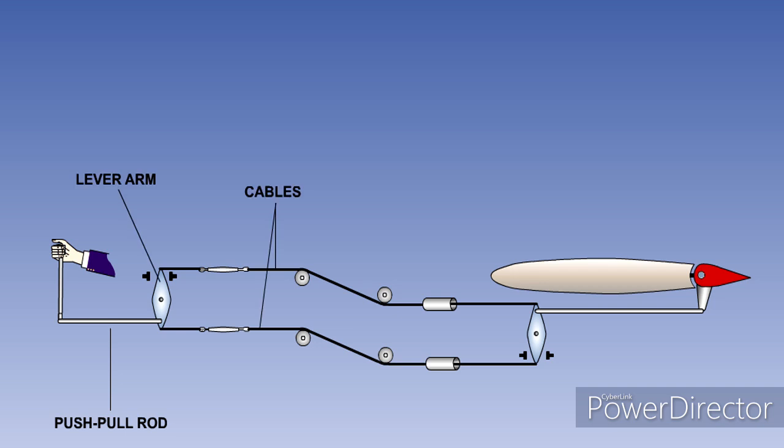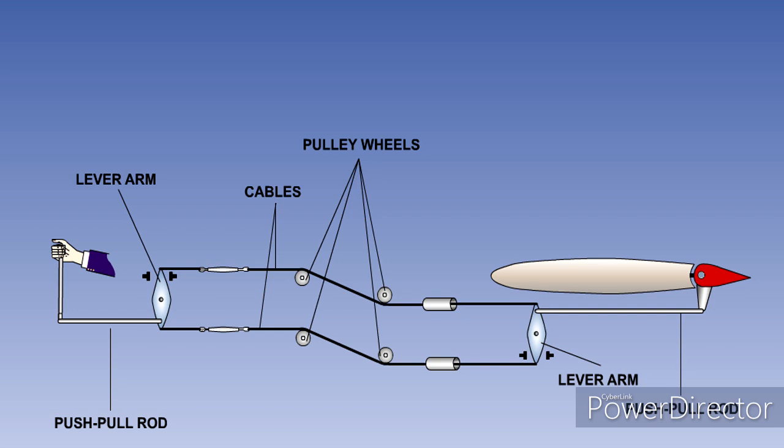to a lever arm which drives the cables. They in turn rotate another lever arm at the flight control end of the system. This moves another push-pull rod, which operates the flight control. Pulley wheels are used where direction changes are required.